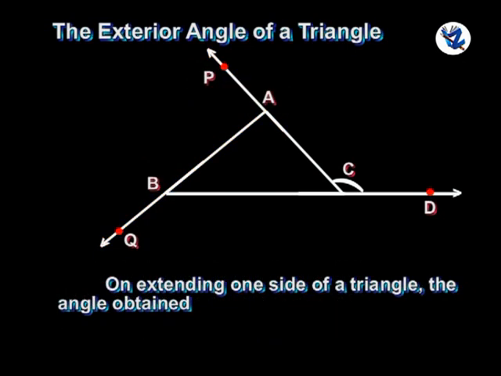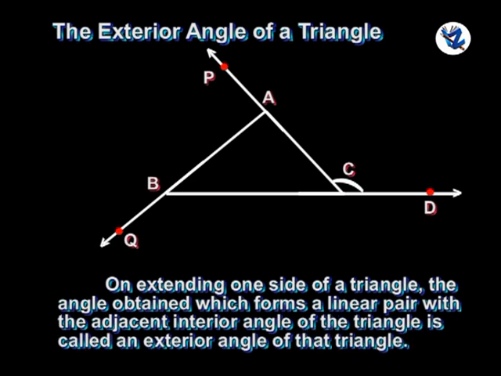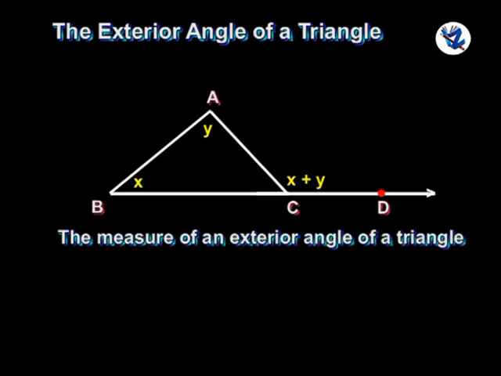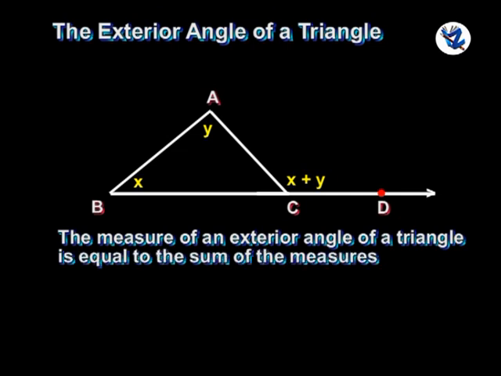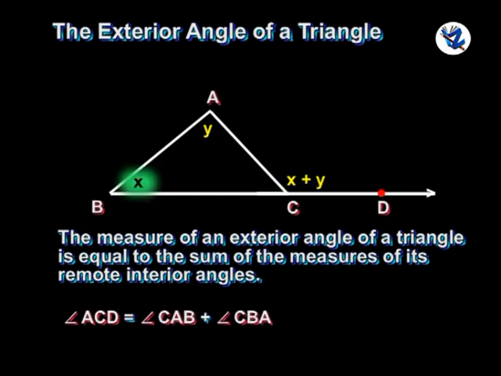On extending one side of a triangle, the angle obtained which forms a linear pair with the adjacent interior angle of the triangle is called an exterior angle of that triangle. The measure of an exterior angle of a triangle is equal to the sum of the measures of its remote interior angles. That means measure angle ACD is equal to measure angle CAB plus measure angle CBA.